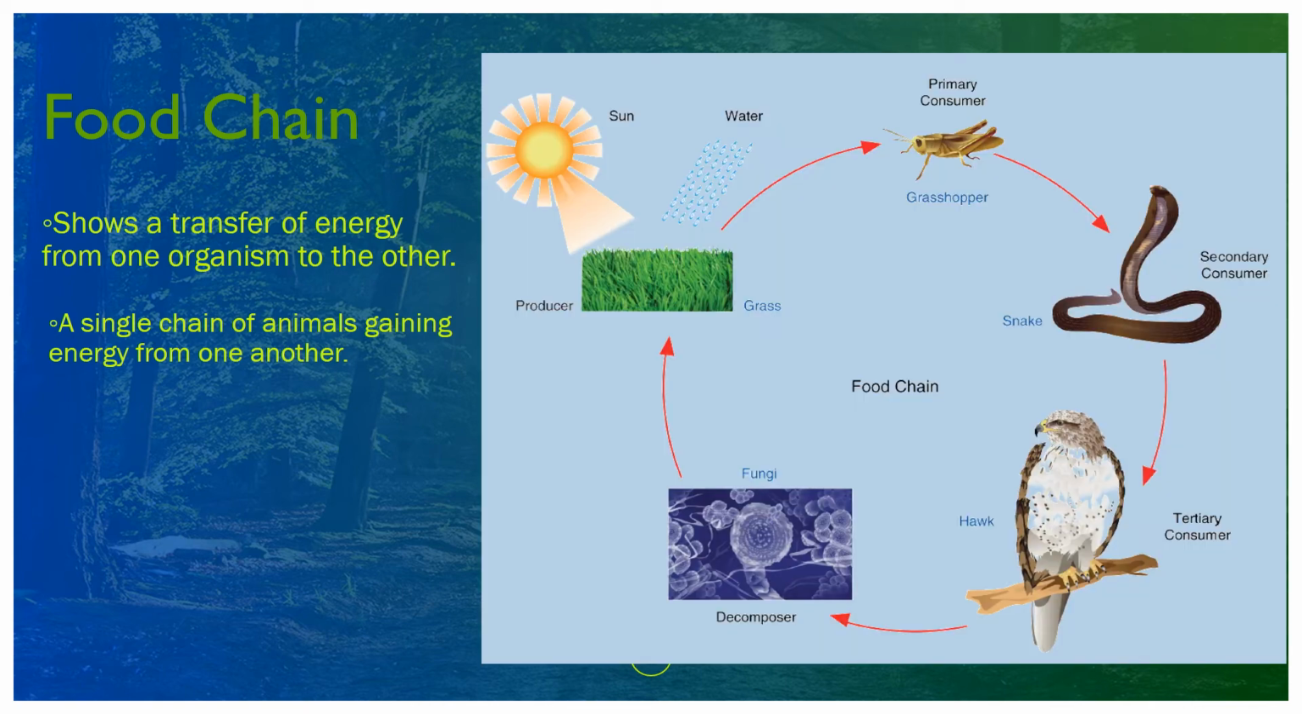Here's a picture of a food chain. You'll notice that it starts with the sun. We have our producer, the grass, which creates its own food, which then contributes to the food for the grasshopper. The grasshopper becomes food for the snake, and the snake is food for the hawk. And when the hawk dies, its remains are decomposed by fungi, which then creates nutrients for the grass to grow again. That is the entire food chain that's pictured here.